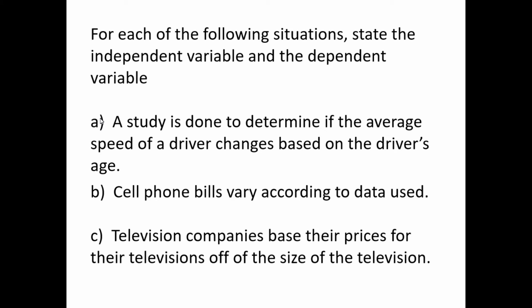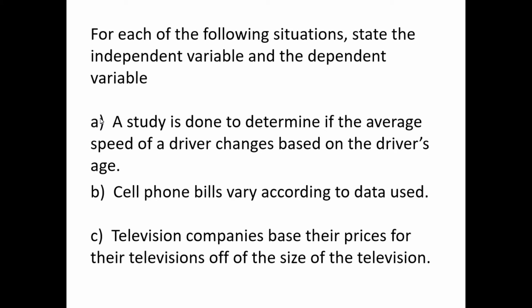For part B, cell phone bills vary according to data used. We're going to input how much data we used for the month. The cell phone bill is going to come back as our output. So basically, as the two variables, our independent variable would be data used. Our dependent variable would be cost of cell phone bill.